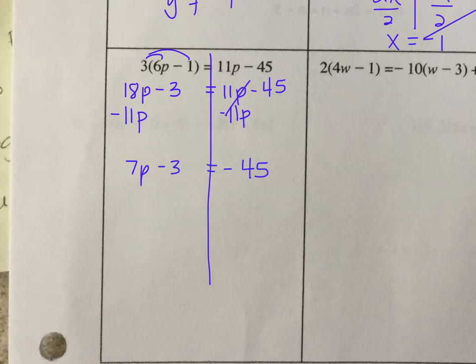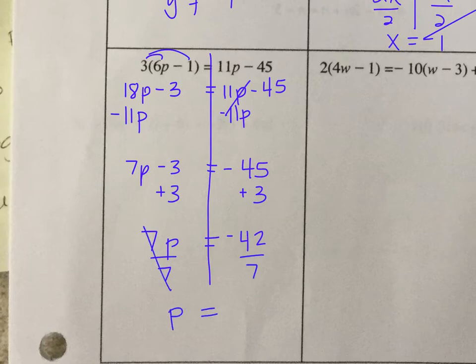Now I need to get that 3 out of the way so I can get the p alone. 7p. Negative 45 plus 3 is a negative 42. P is going to equal negative 6.